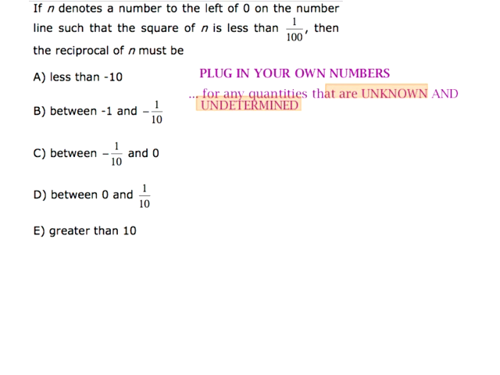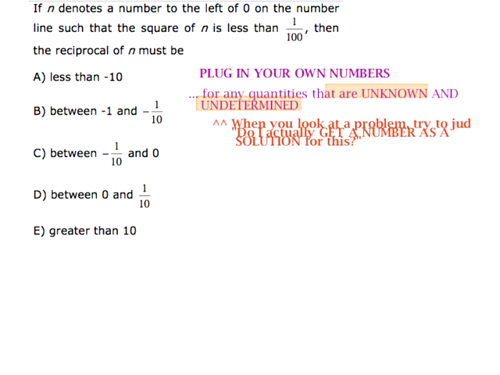So basically just ask yourself, when you look at a problem, try to judge without having to look necessarily for specific signals: do I actually get a number as a solution for this? If you don't get a number as a solution, then you can just make one up. But if you do, then you can't. That's the point.